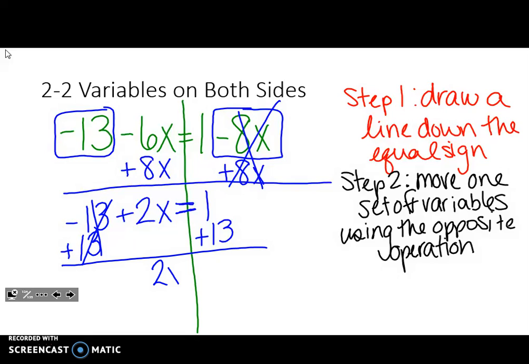So I'm left with 2x equals 14. Divide away the 2. So I get x equals 7. You're going to continue and complete each of the problems exactly like this using those same steps. Remember, you can rewind and watch a problem again if you get stuck.